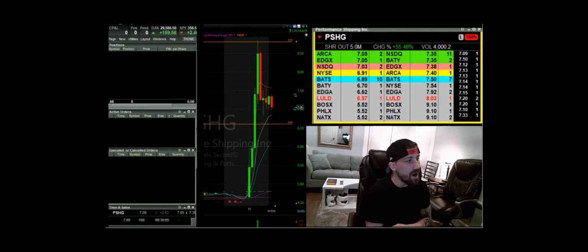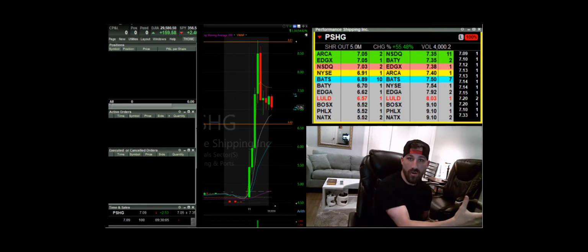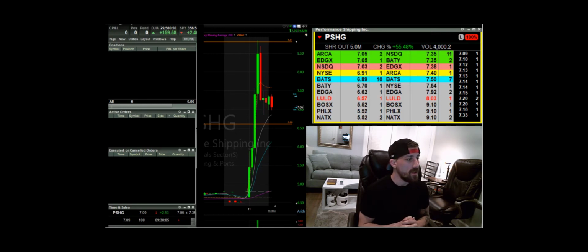So where I want to get in is right for the break of that VWAP, that volume weighted average price, which is the dotted orange line that I also mentioned earlier. As it's approaching that line, I'm going to want to take an anticipatory position and get in maybe 5 to 10 cents right before that breakout point to give myself a shot at it.